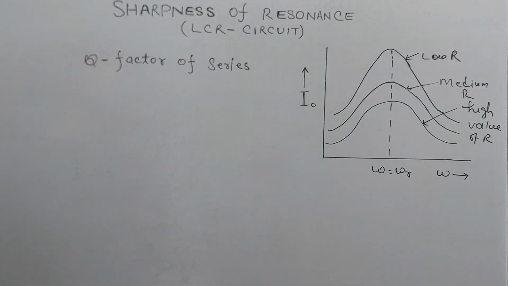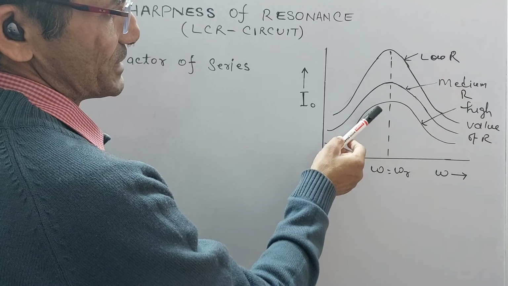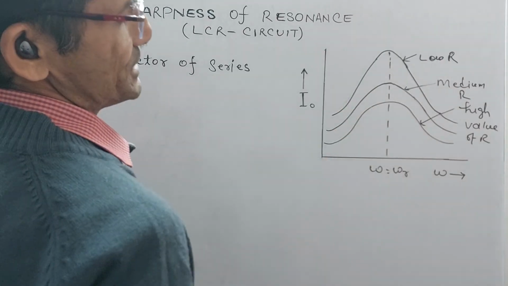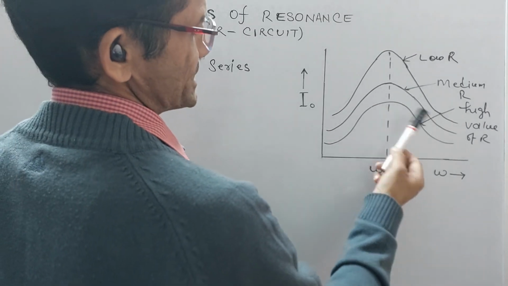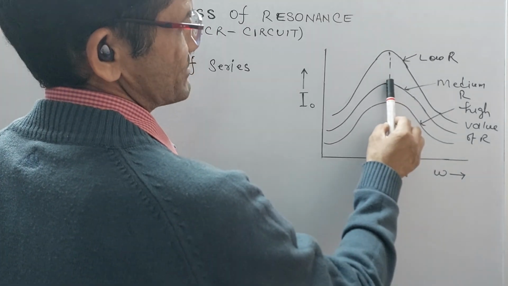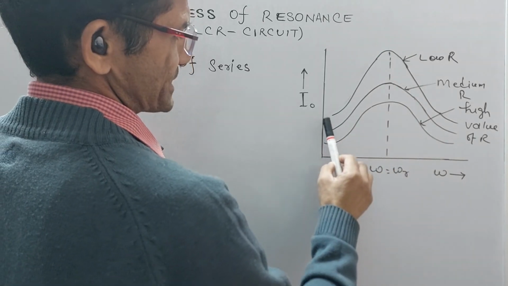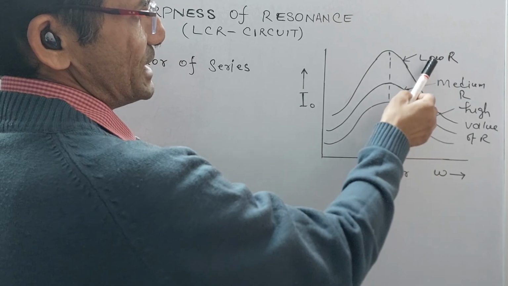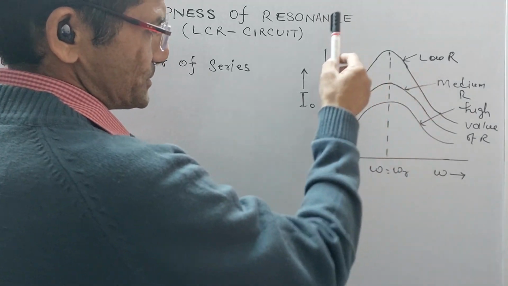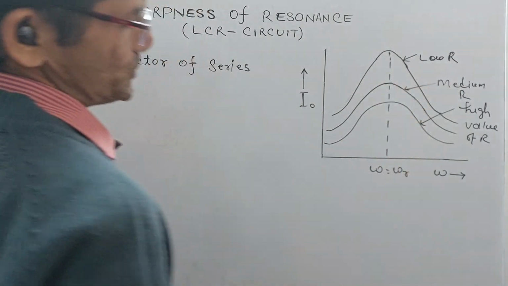So look at the graph. When R goes from the lower graph to the higher graph, the sharpness, the peak of the graph, the flatness of the graph is decreasing. It is more flat, this is less flat, and this is least flat. It means that sharpness of the graph is increasing when the resistance of the LCR circuit, that is the R, is decreasing.